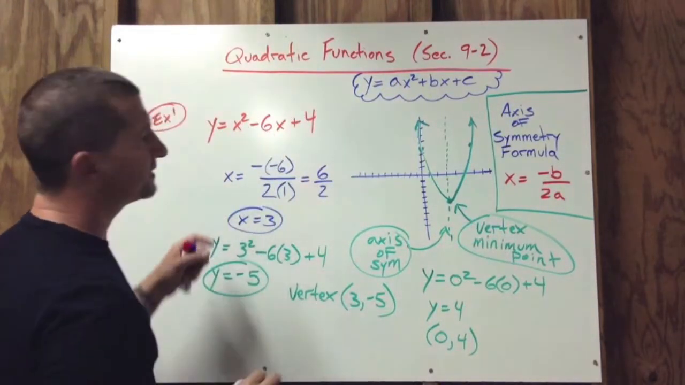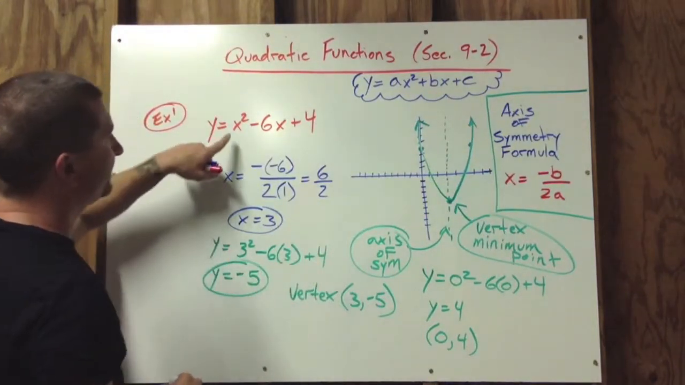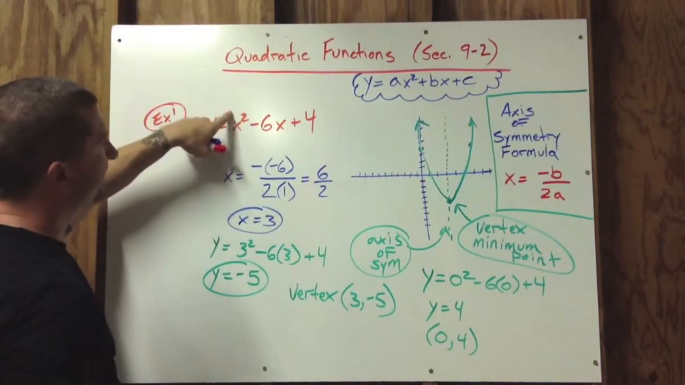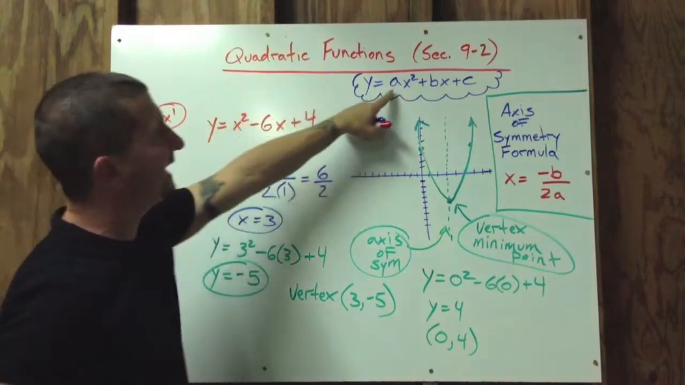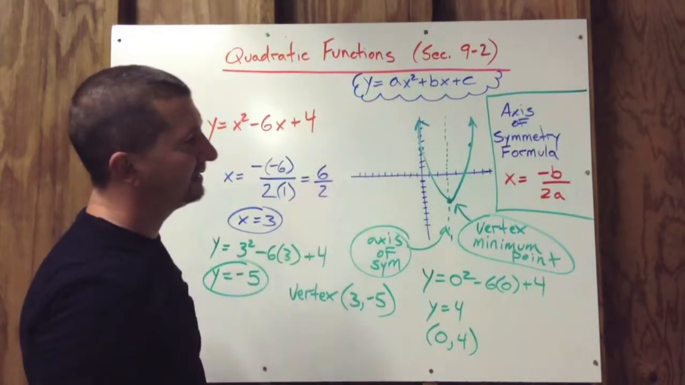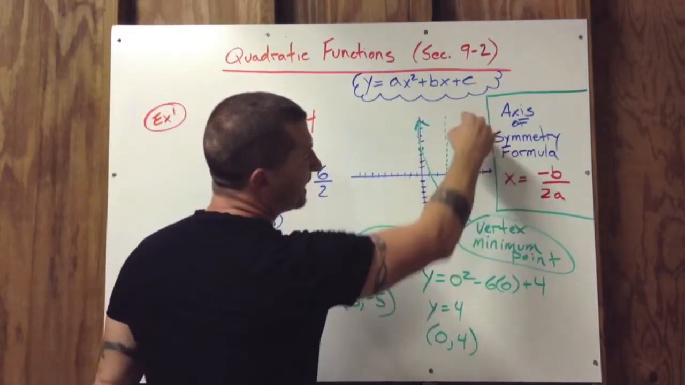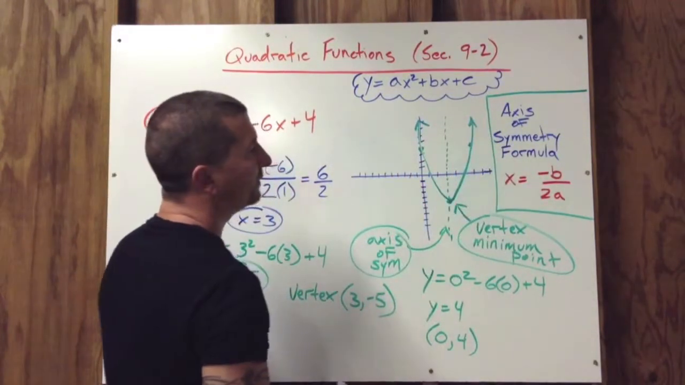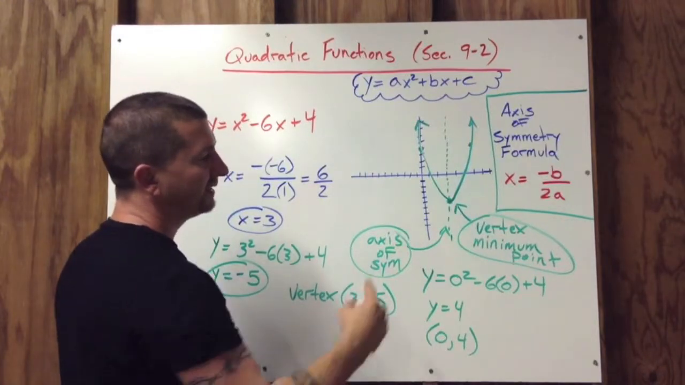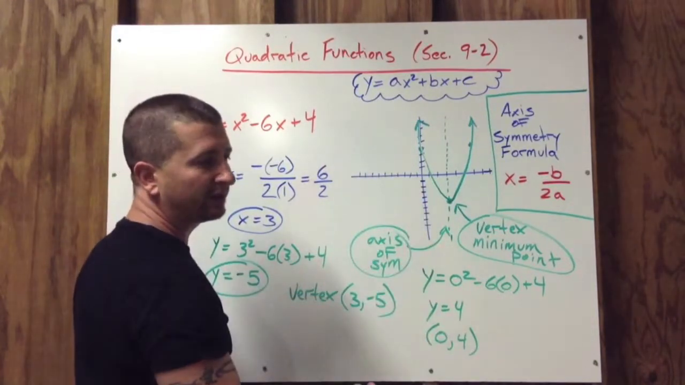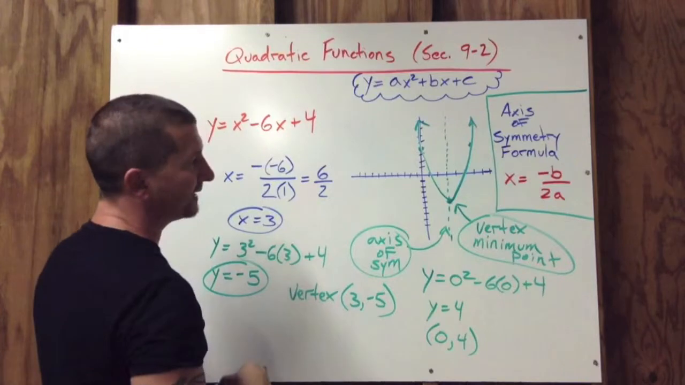Now, if you notice, the two examples, the one from last section and this one, both have had a positive value for A. That positive value for A makes the parabola open upward. When we have a negative value for A, the parabola is going to open downward. And that's the example we're going to do next.